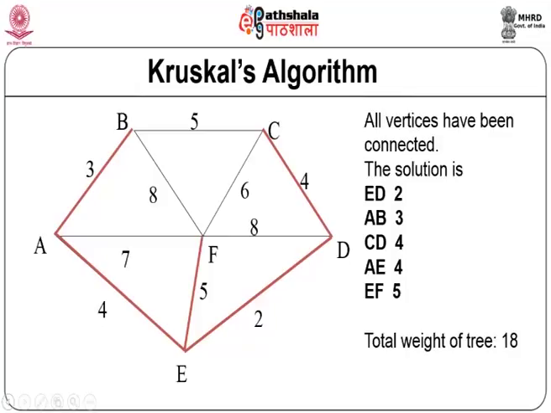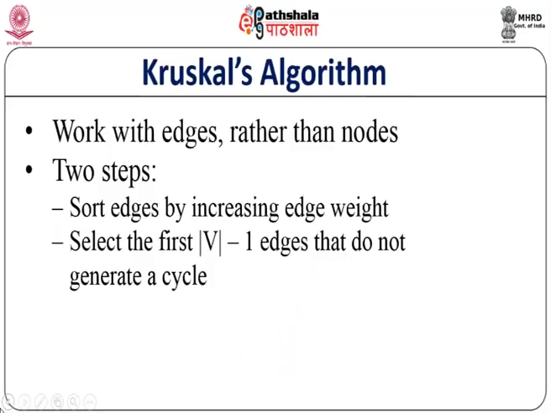Okay. So, once you have considered all the vertices, you can stop the algorithm, you do not have to look for the cycle. And you will see that the total weight of this particular minimum spanning tree is 18. This will not differ, only the order. Here you have ED, AB, CD, AE and EF. You could have also had ED, AB, AE, CD and EF. That is also a minimum spanning tree.